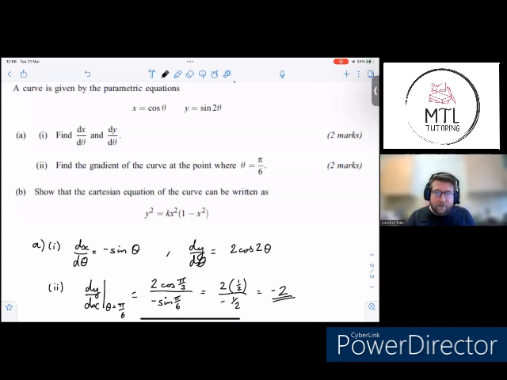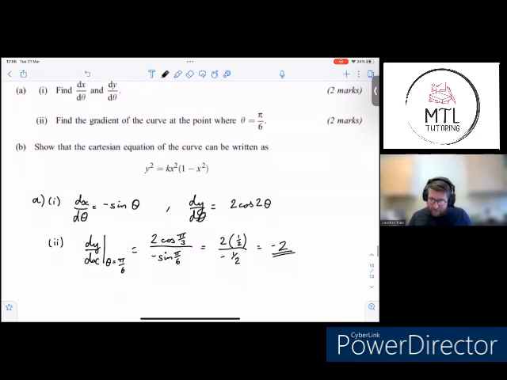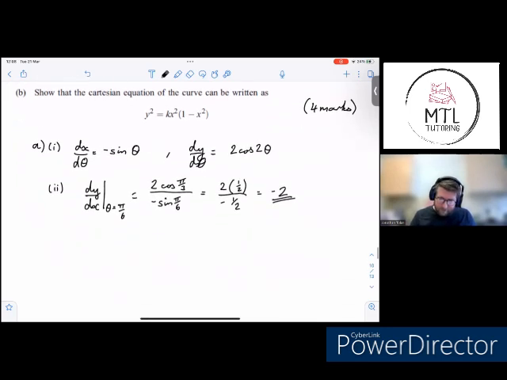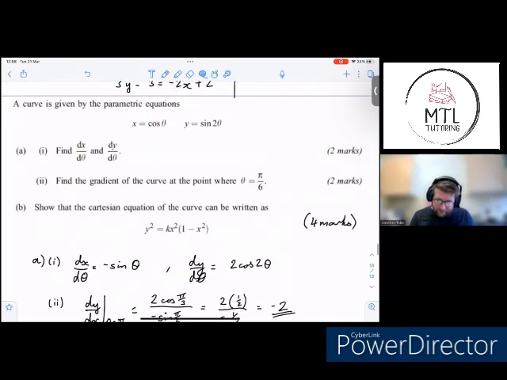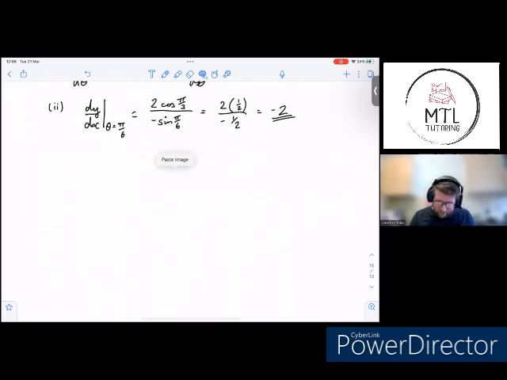Show that the Cartesian equation of the curve can be written like that. Oh, I've chopped off how many marks that was worth. Let me just find out what. Okay, I had a look. It's worth 4 marks. Okay, so show that the Cartesian equation of the curve can be written like that. So let's grab that so we can work on it down here.